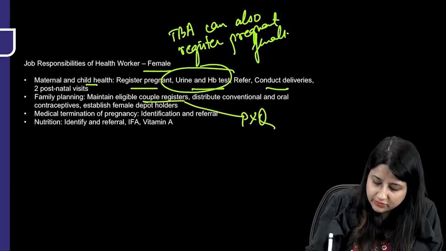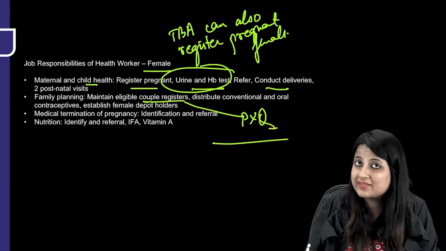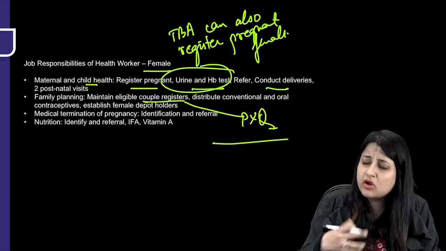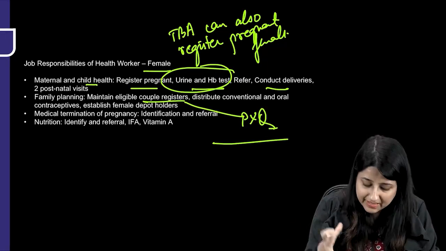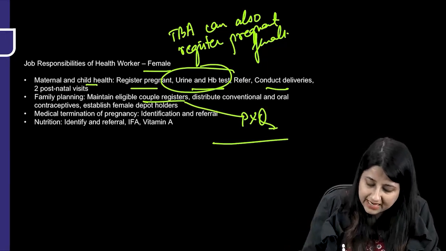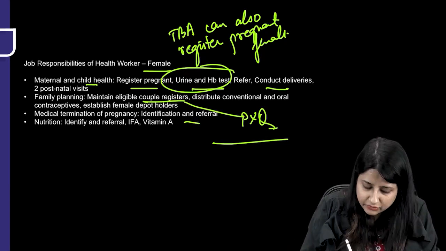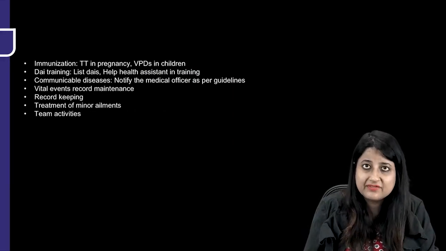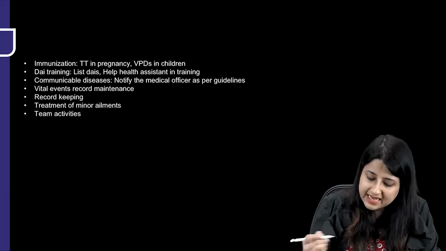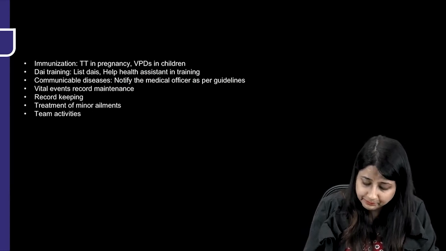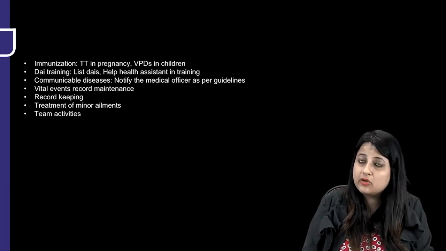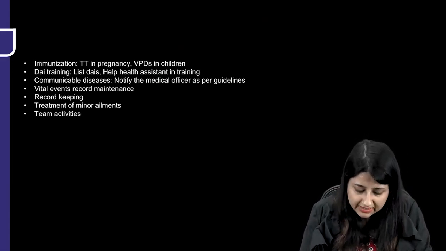Family planning, this is a PYQ. She is responsible for maintaining the eligible couple register at the sub-center. Distribute conventional and oral contraceptives. Contraceptives can be distributed by male also, female also. MTP identification and referral, yes. Nutritional, providing vitamin and IFA, both can do, male and female multipurpose worker. Immunization also both can do. Notify the medical officer if we identify any communicable or non-communicable disease, that also both can do.